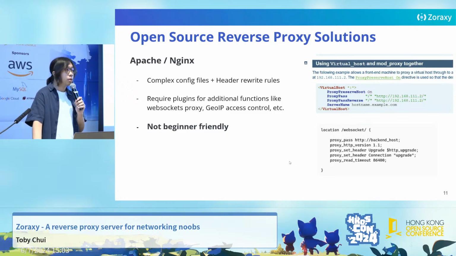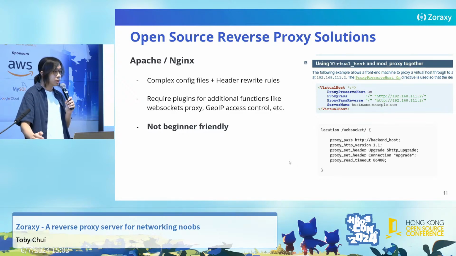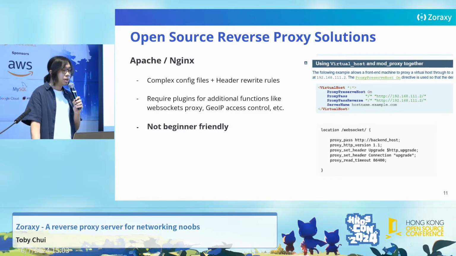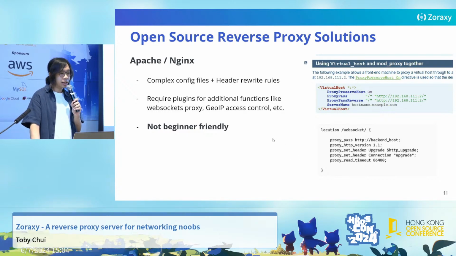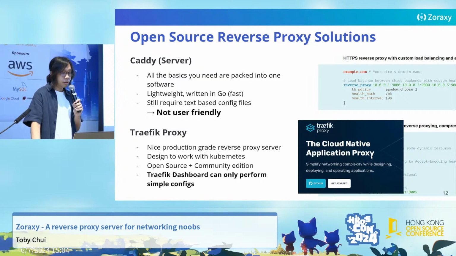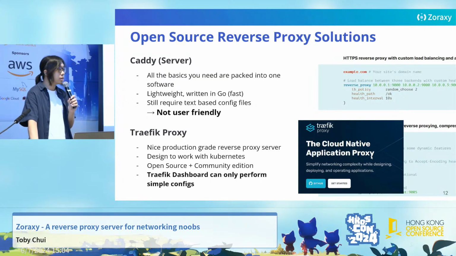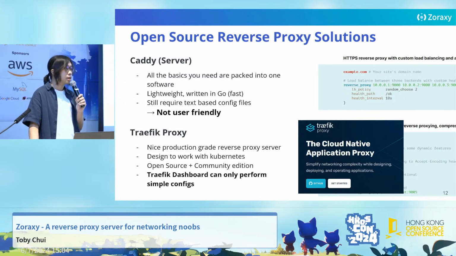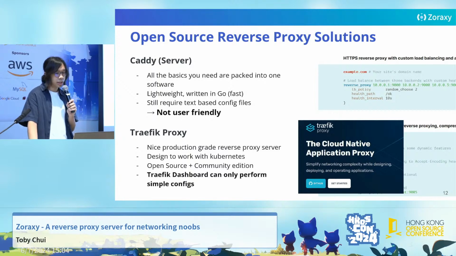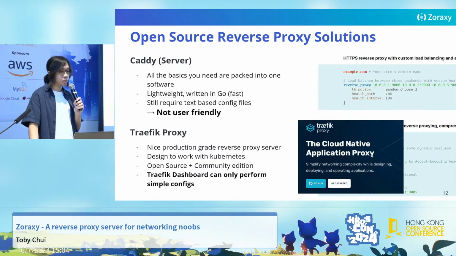So for such an important piece of software, there are obviously some open source solutions out there. One of them is Apache or Nginx, which is the most traditional one that maybe an IT person would pick. But if you want something like a WebSocket proxy or geo-IP access control, you need plugins and you need to write a lot of text-based configuration files, so it's not technically beginner friendly to start with. For a more modern solution, there's Caddy server written in Golang, which is lightweight but still based on text-based configurations. Traefik is a good alternative. It has a commercial and an open source version, but their dashboard is quite limiting and can only perform some simple configurations.